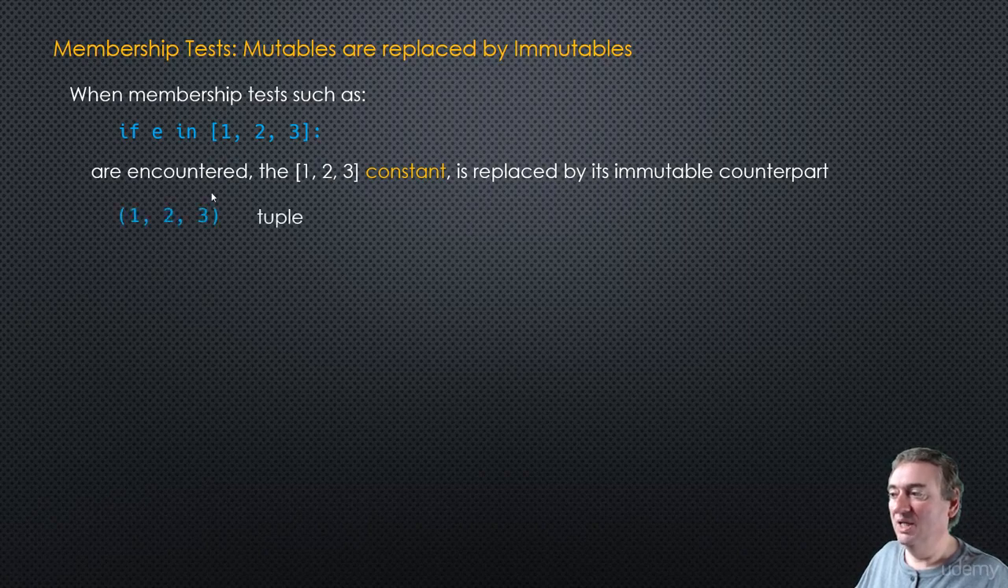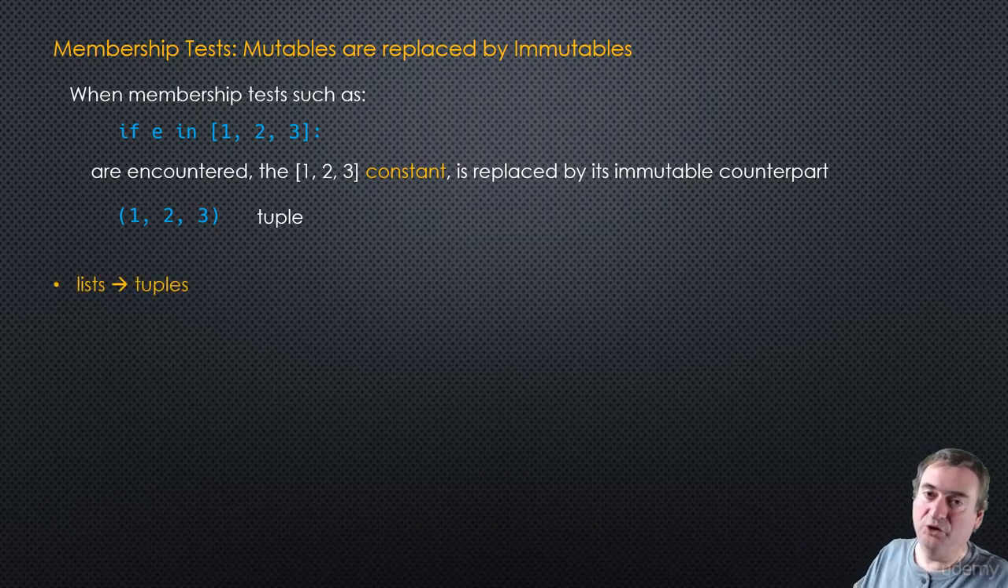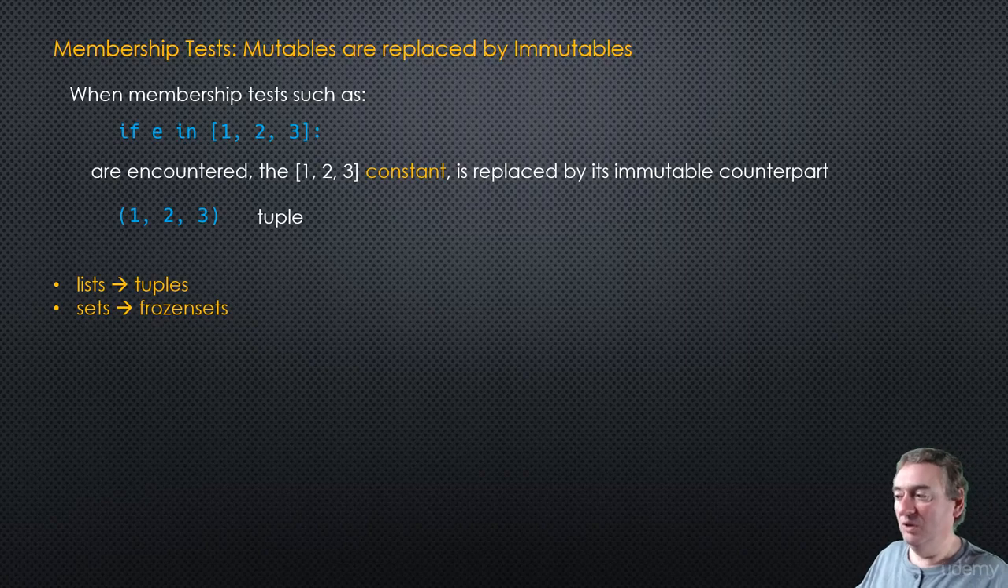So for example, it will transform essentially the list 1, 2, 3 into the tuple 1, 2, 3, which is a little more efficient for membership testing than lists. So lists will get converted to tuples, and sets will get converted to frozen sets, which are the immutable counterpart of sets. We'll look at sets and frozen sets and lists and tuples in a lot more detail later on in this course. And we're also going to look at this replacement in code just a little later in this video, and that might make a little more sense as to what's happening.